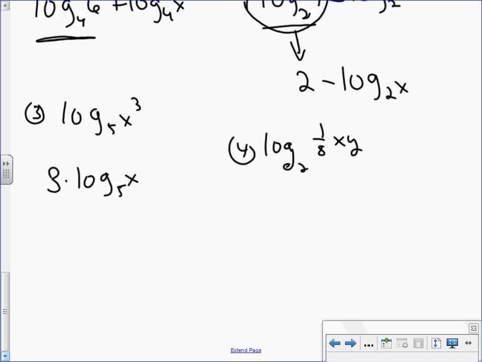Thing that's going on here that was different. First of all, everybody see that it's a product? Yes? How many things can you multiply together? 3: 1/8, the x, and the y. So I need to break this up instead of into just two pieces. I'm going to break it up into 3. Log base 2 of 1/8, plus the log base 2 of x, plus the log base 2 of y.